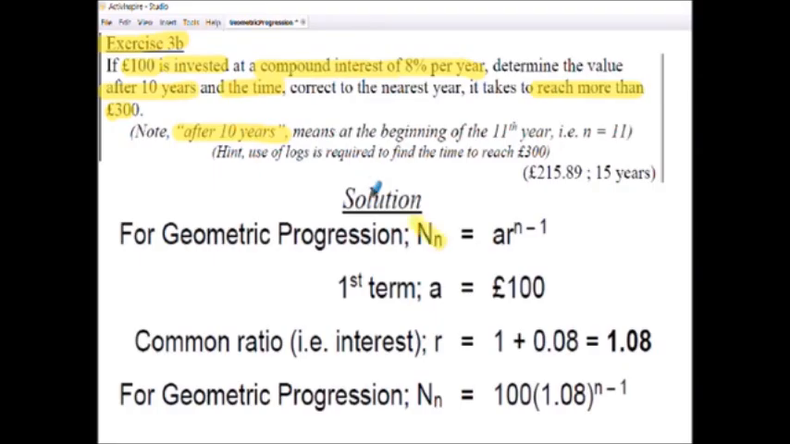So the formula I'm using is un is equal to ar to the n minus 1, where a is the initial £100, and the common ratio here is 1 plus the 8%, 1 plus 0.08 is 1.08. So our geometric progression formula un will be 100 multiplied by 1.08 to the power of n minus 1.